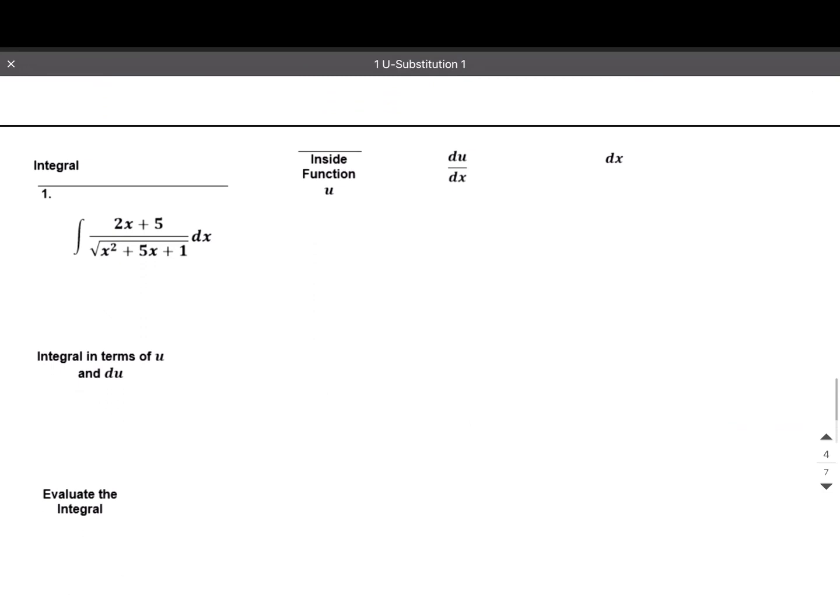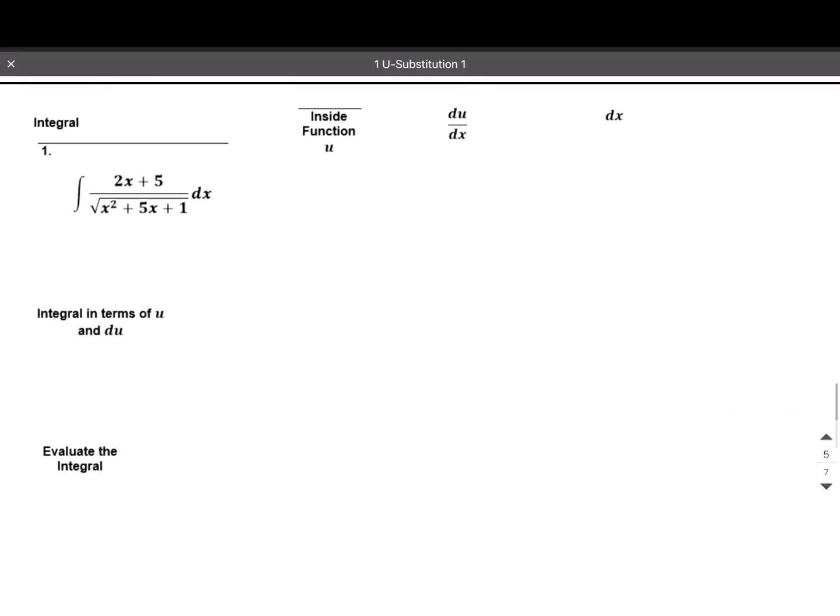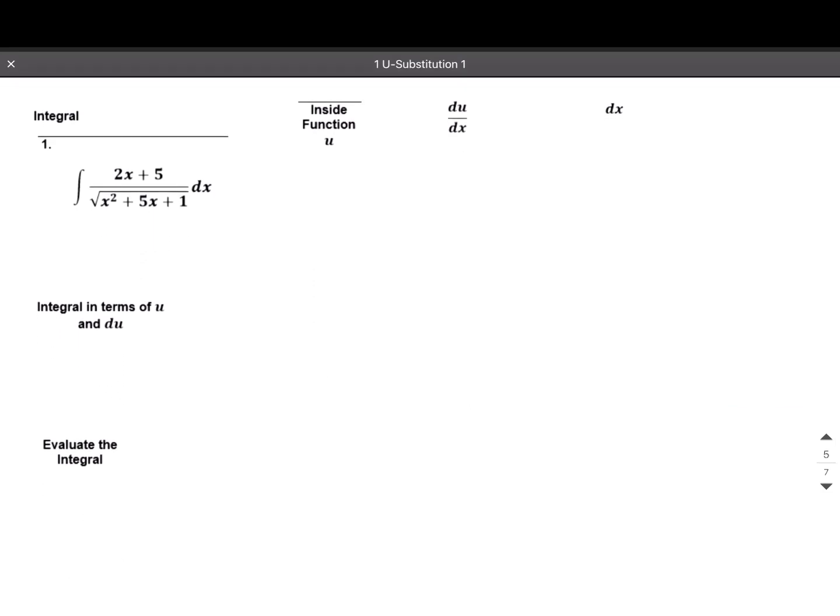Let's try one. Now, I know yours looks like it's the chart, but I want to make sure that you can actually read everything that I'm doing clearly, so I spread my chart out. That's all that it is. Okay. So I have the integral of 2x plus 5 over the square root of x squared plus 5x plus 1, and we looked at this one before and said that the inside was x squared plus 5x plus 1. So that's my u, x squared plus 5x plus 1.